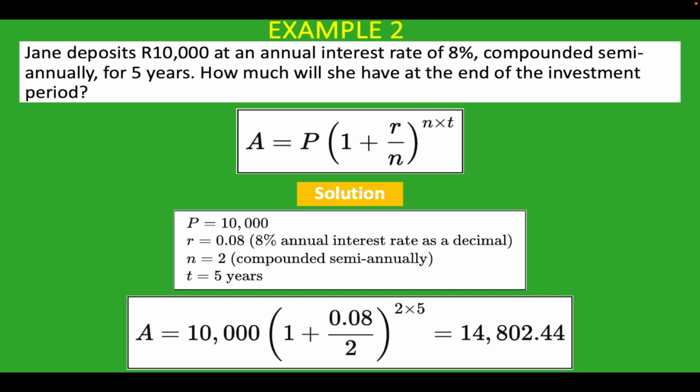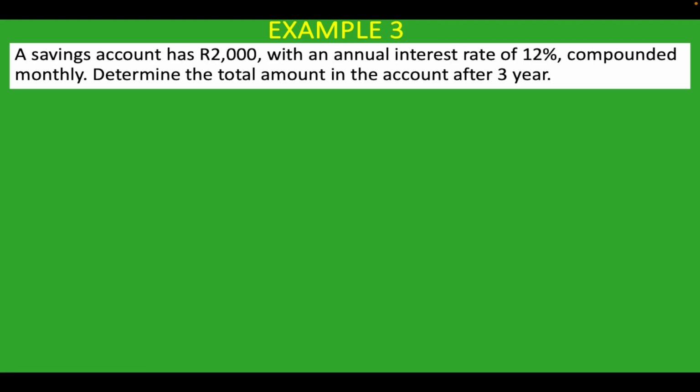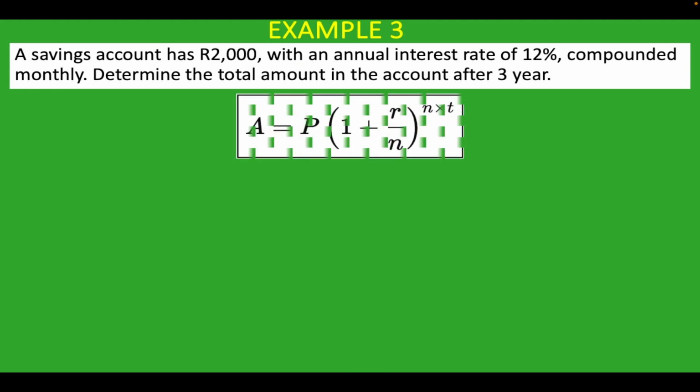Let's look at another example here. A savings account has 2,000 Rand with an annual interest rate of 12% compounded monthly. Determine the total amount in the account after 3 years. And so you can see here, the more examples you do, the more calculations you do, the more practice you put in, the easier it is to identify what our elements are. So let's bring up our formula again.